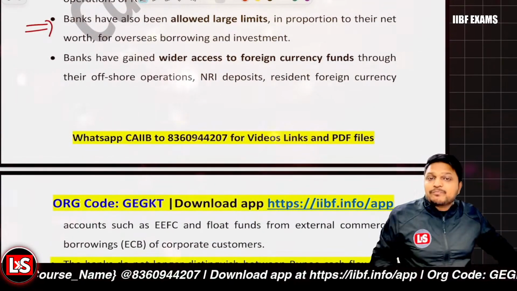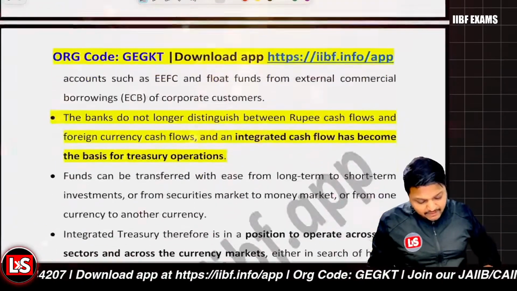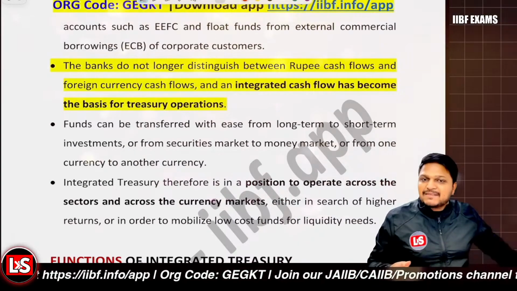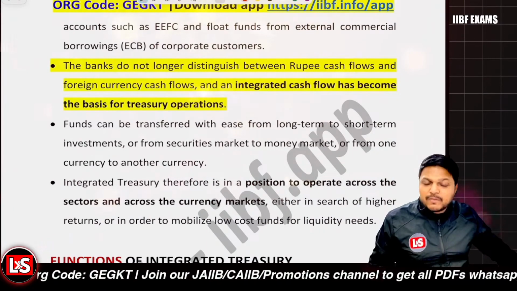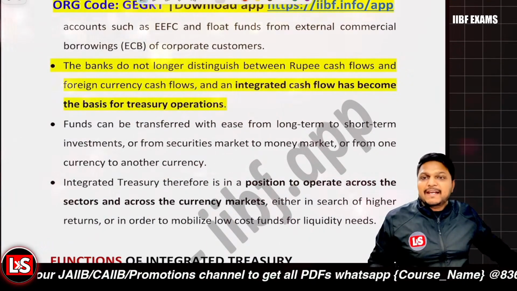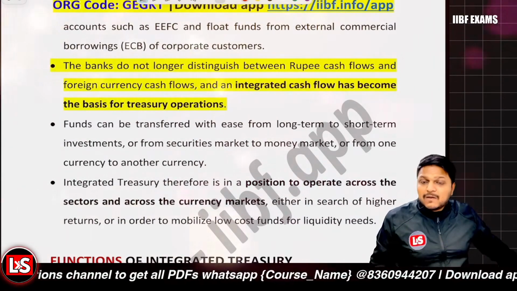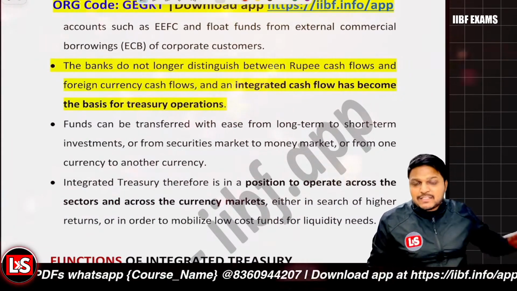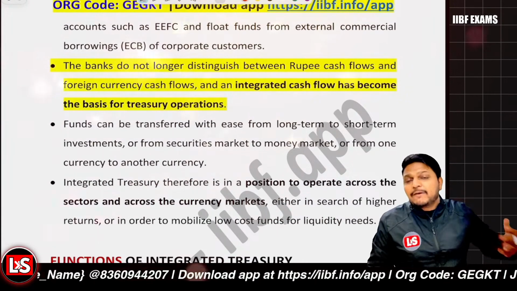Another point is the sources of funds. Banks now have different sources of funds. Banks get foreign currency from NRI deposits, from EEFC accounts, from ECB balances, from lines of credit, or from offshore operations. You have balances with you, and you now have adequate foreign currency liquidity, right? That allows you to invest between the different currencies.